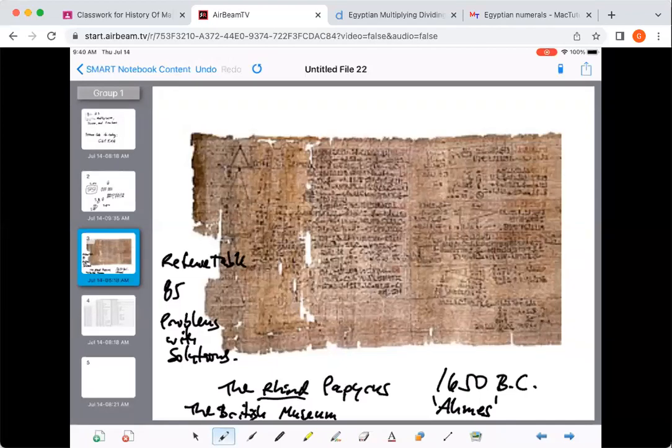Oh, live transcription. Well, I have no problem with that. Let's see what happens. Professor, was this a homework assignment like the Babylonian document?